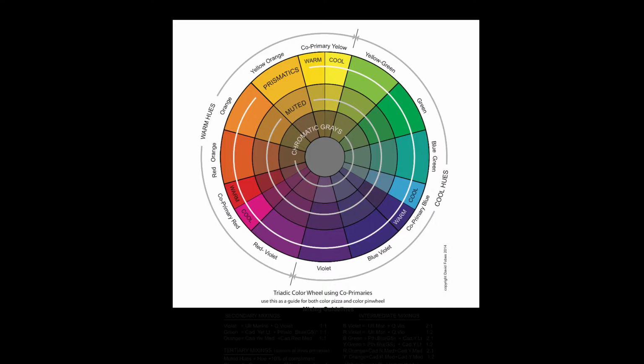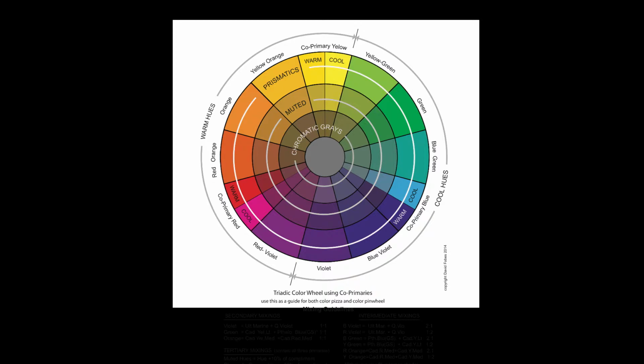So on the outside ring you see what are called the prismatics, and those are the colors that are the most pure. So they don't have any black or white mixed in them, and they don't have any complementary colors mixed in them. They're absolutely pure. The next step down is created by mixing what are called complements. So if we look at the yellow, the muted yellow is made by adding the complement of violet.